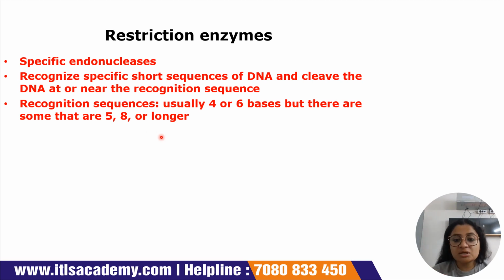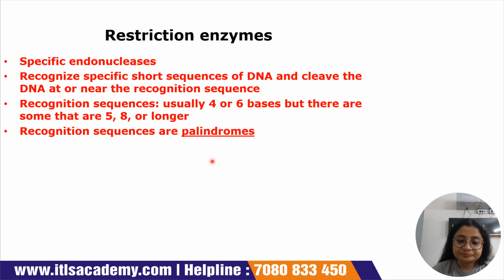so the recognition sequences, what will be the characteristics of these recognition sites, or also restriction sites, same thing. So there will be usually 4 or 6 bases in length. So 4 or 6 bases means, let's say ATGC, or maybe ATGCTA, or whatever it is. Okay, so 4 or 6 such bases will be there, but there are some which are even much longer, like 5 or 8 or even 10 to 12 nucleotide bases in length.